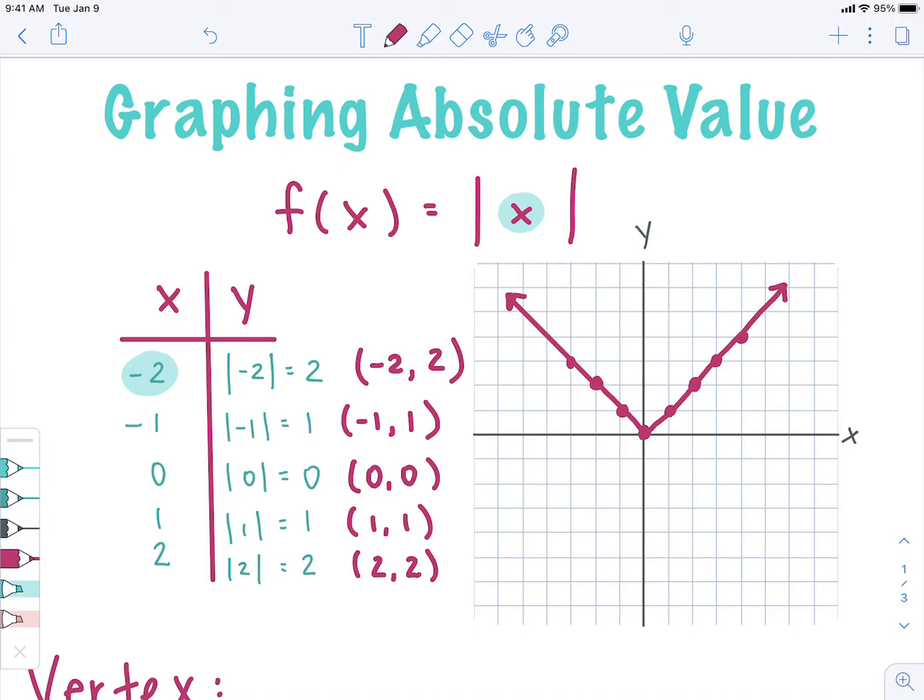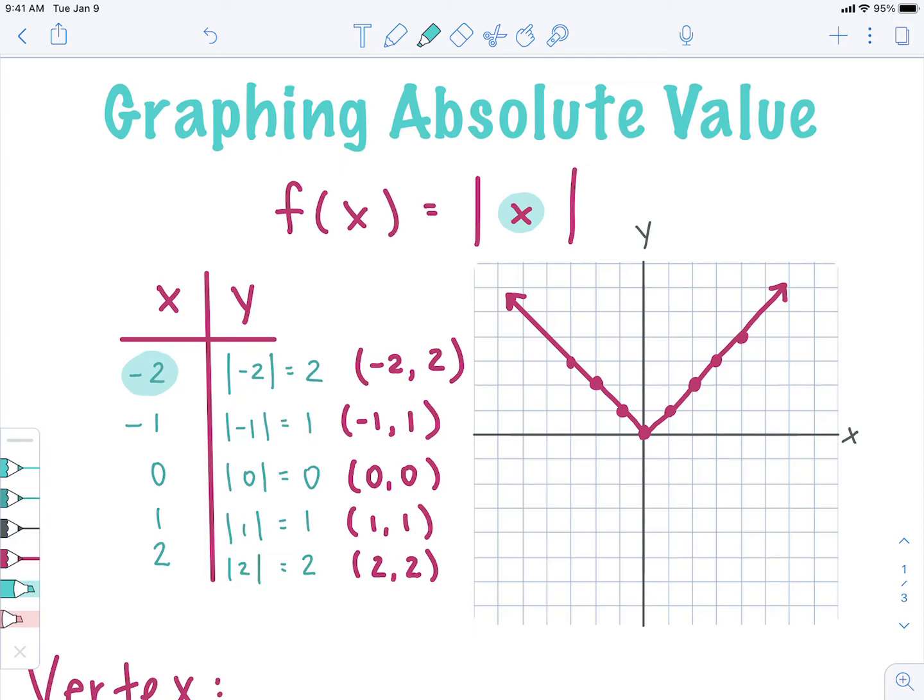Because basically what happened was we used to have our graph continue down like this, right? And this would have been our whole entire graph. But because absolute value says we always have to have a positive number, it took this part of the graph, this whole section down here, and made all of those numbers positive, which flipped them up into that center quadrant. That's why it bounces back up. So we're always going to have V's like this.